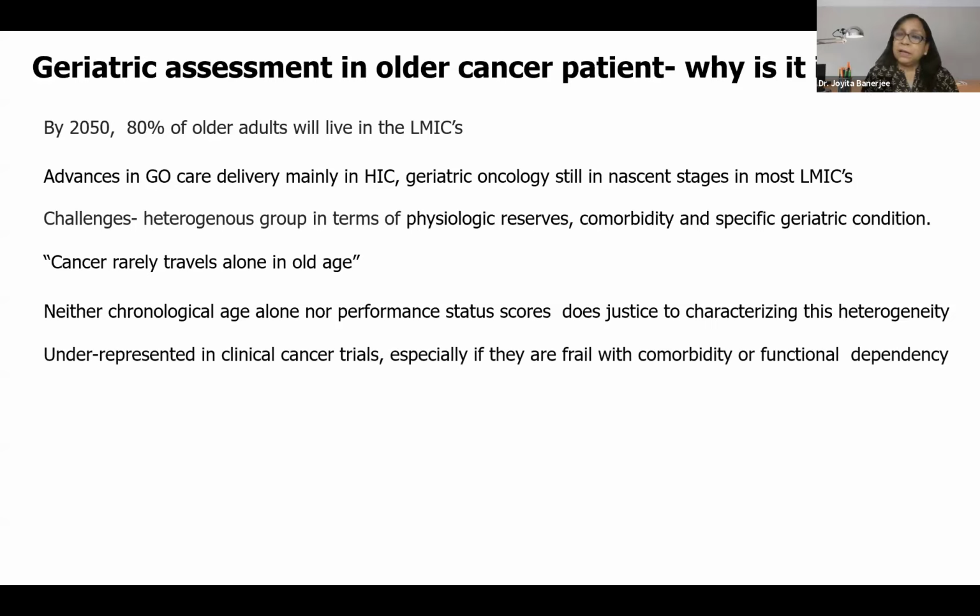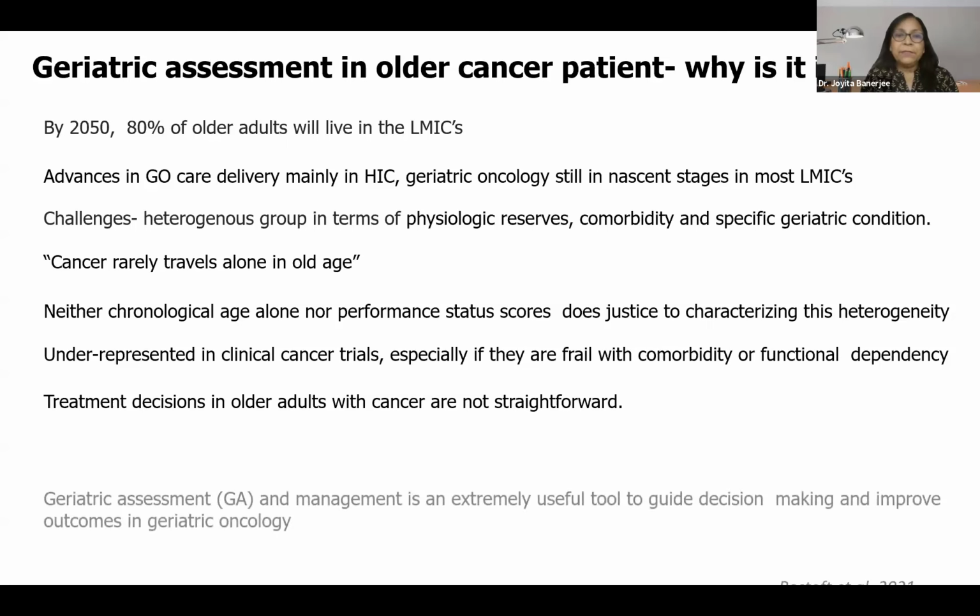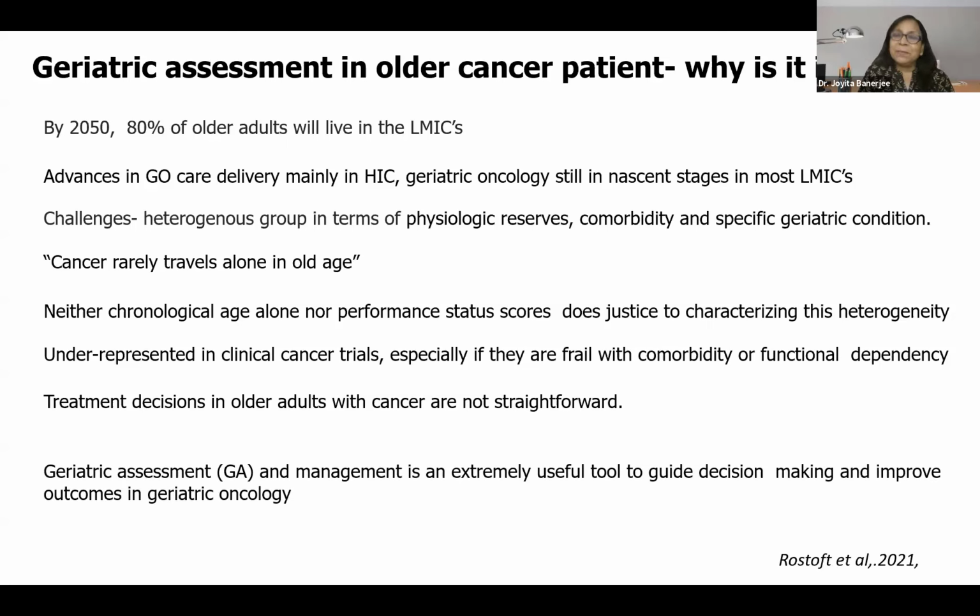And to top it all, there is underrepresentation in clinical trials, especially if they are frail with comorbidities or functional impairment. They are never involved in the clinical trials. So what we are doing here is extrapolating the results of trials in younger adults, which may not be correct to apply to the older adult. So treatment decisions in older adults with cancer are not straightforward, and therefore, this is the case for geriatric assessment and management. It is an extremely useful tool to guide decision-making and outcomes in geriatric oncology.